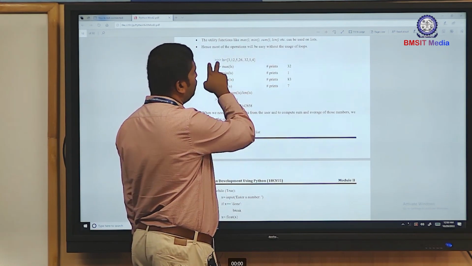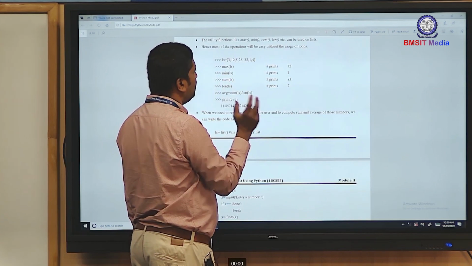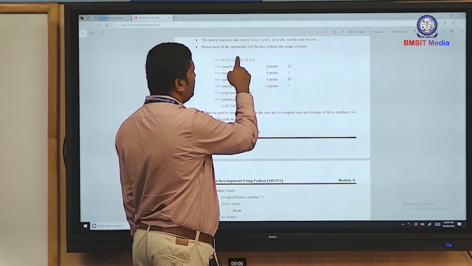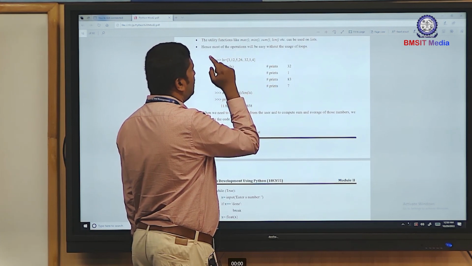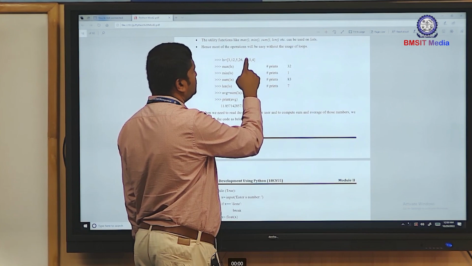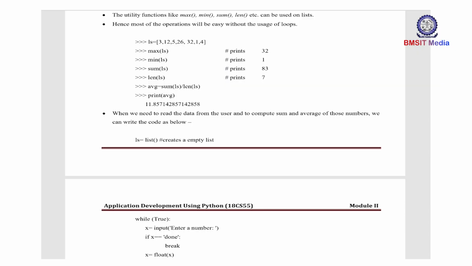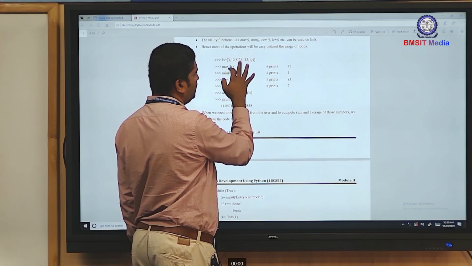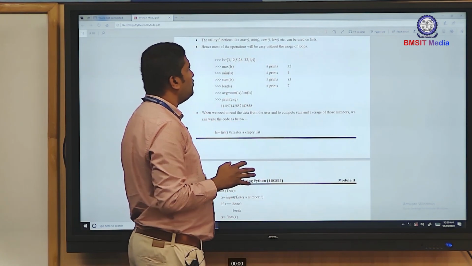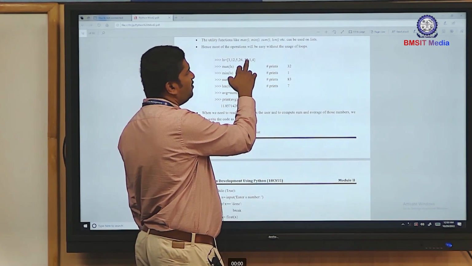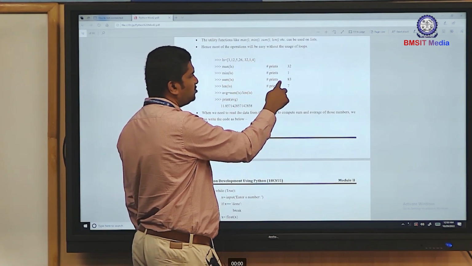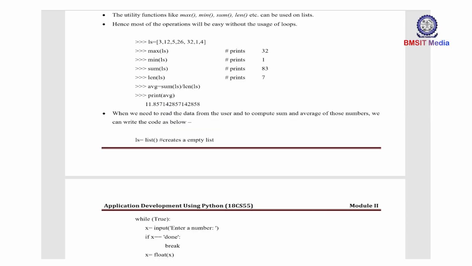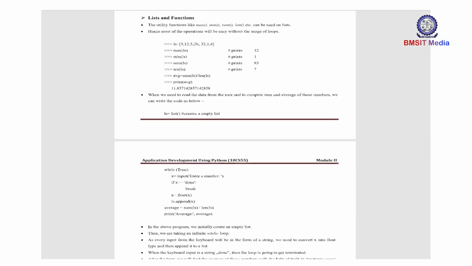Similarly, sum of ls: if you add all these elements, you will get a value. That is 3 plus 12 is 15, 15 plus 5 is 20, 20 plus 26 is 46, 46 plus 32 would be 78, 78 plus 1 is 79, plus 4 is 83. So it prints 83. Whenever you use the sum function, you will get the sum of the list, which is nothing but 83 in this case.